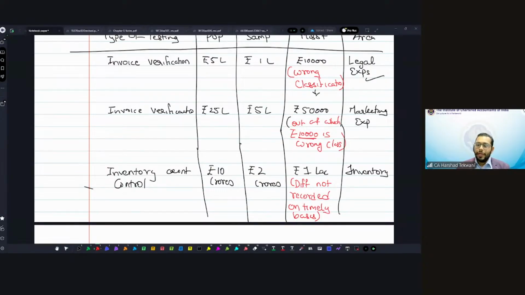Absolutely correct. Now I'll tell you something more. Whenever there is a projection of the misstatement, it is not only the amount which is being considered. It is the qualitative aspects which are being considered when you project a misstatement.